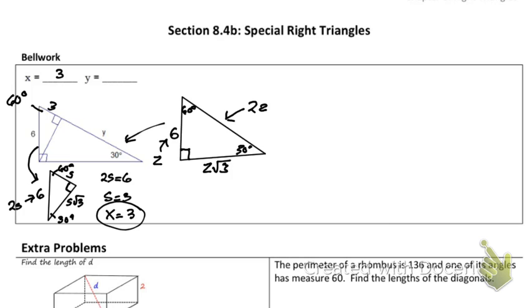Well, that means that if z equals 6, 2z equals 12, which means this entire length here is 12. So how long is y if the entire length is 12 and x is 3? 9. Awesome. So x equals 3, y equals 9. Any questions on this one?